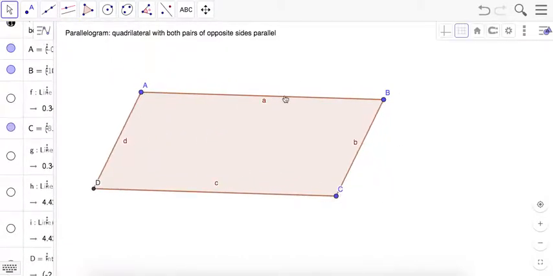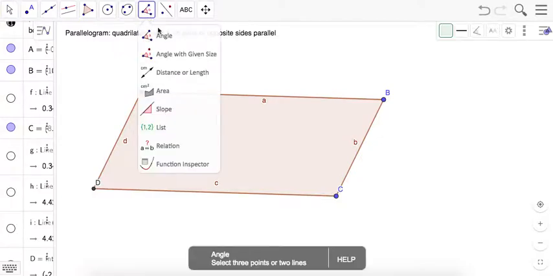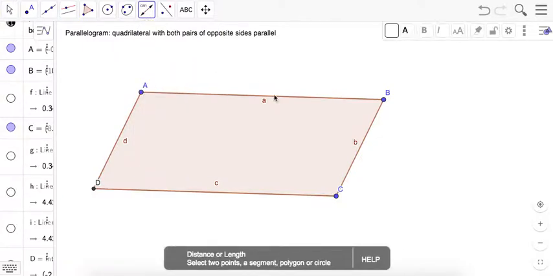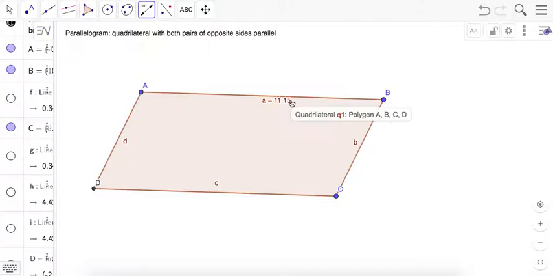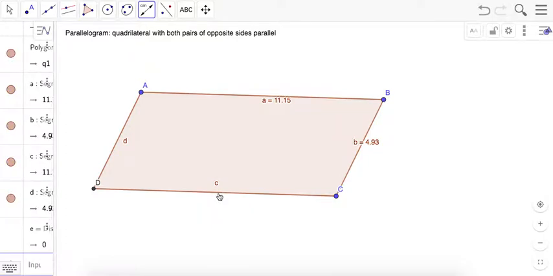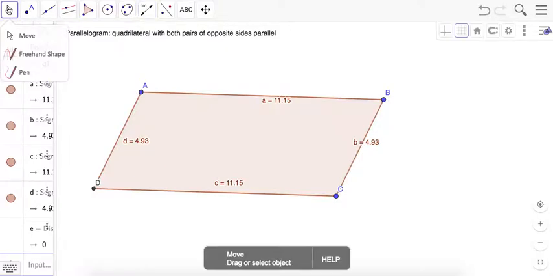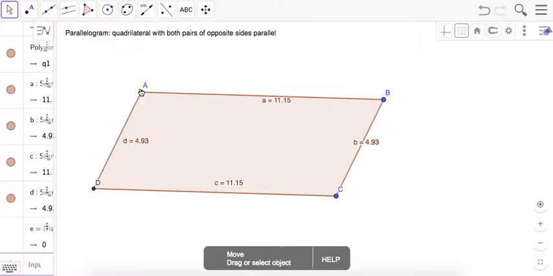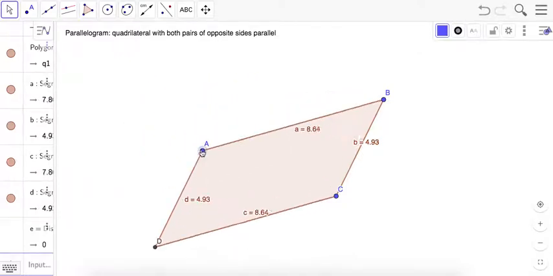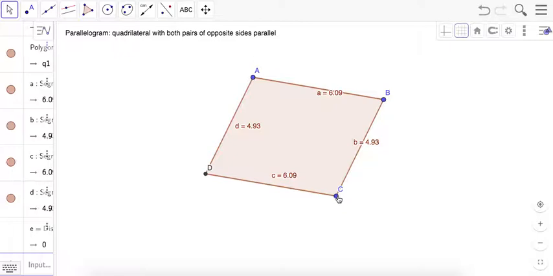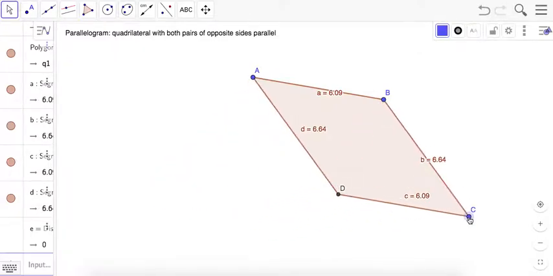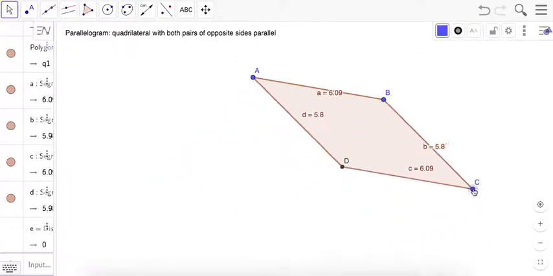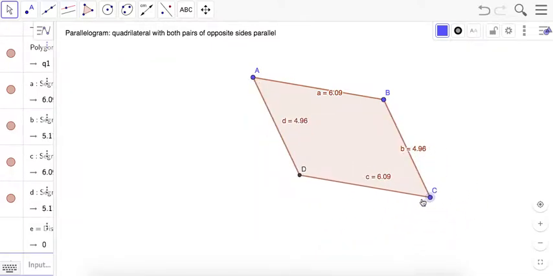Now let's go ahead and look at the sides. I'm going to do distance or length. Let's do this side. This side is 11.15. Side B is 4.93. C is 11.15. And D is 4.93. Anybody notice anything about these? Even as I move these points around, anybody notice anything? If you notice something, go ahead and jot that down in your notes, and we'll look at the theorem there.